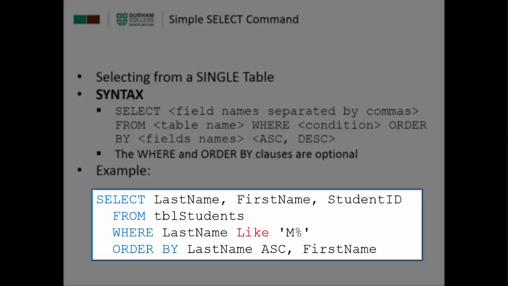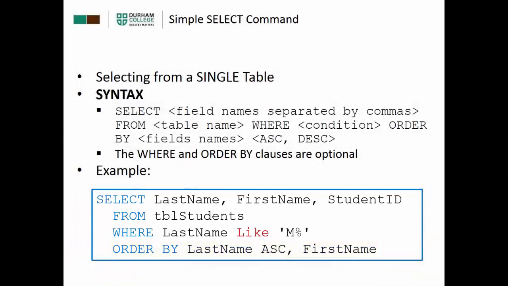So what this is going to do is select the student's last name, first name, and student ID in that order, only matching the last names that start with M. And it's going to put the last names in ascending order, followed by first names.